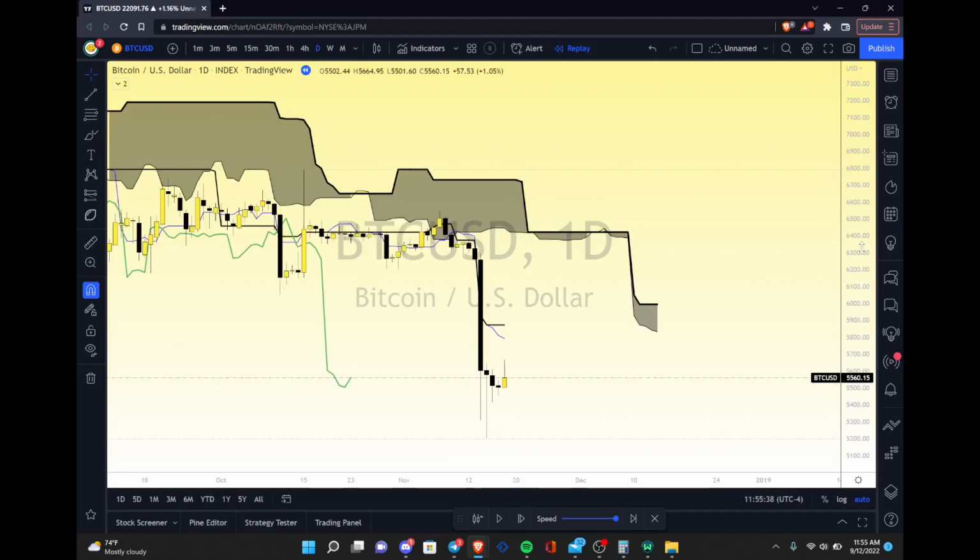It's time for the Ichimoku basic strategy video part 2. Okay, so unlike the first part, this video is going to go over another basic strategy that Ichimoku provides.